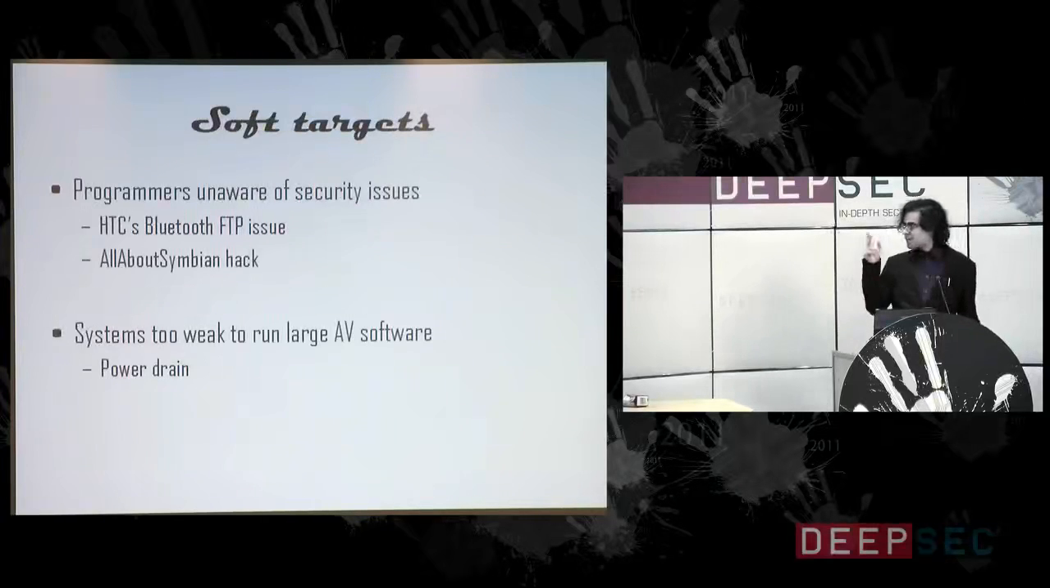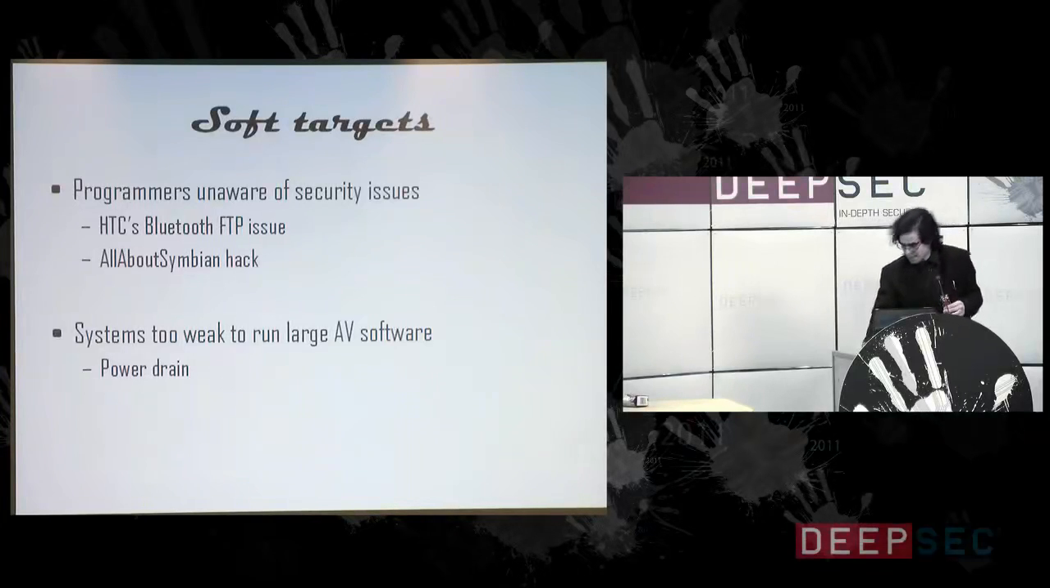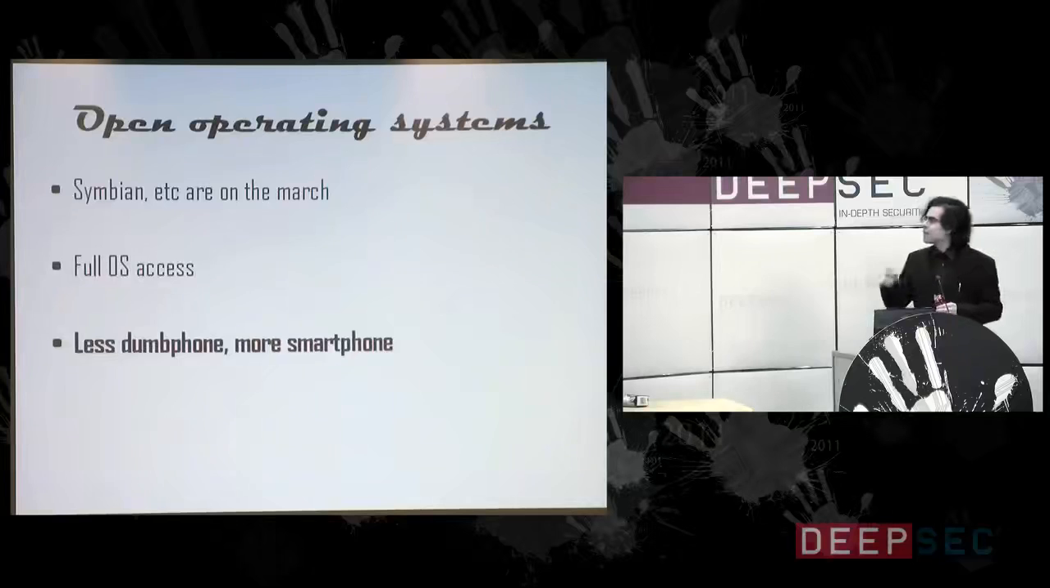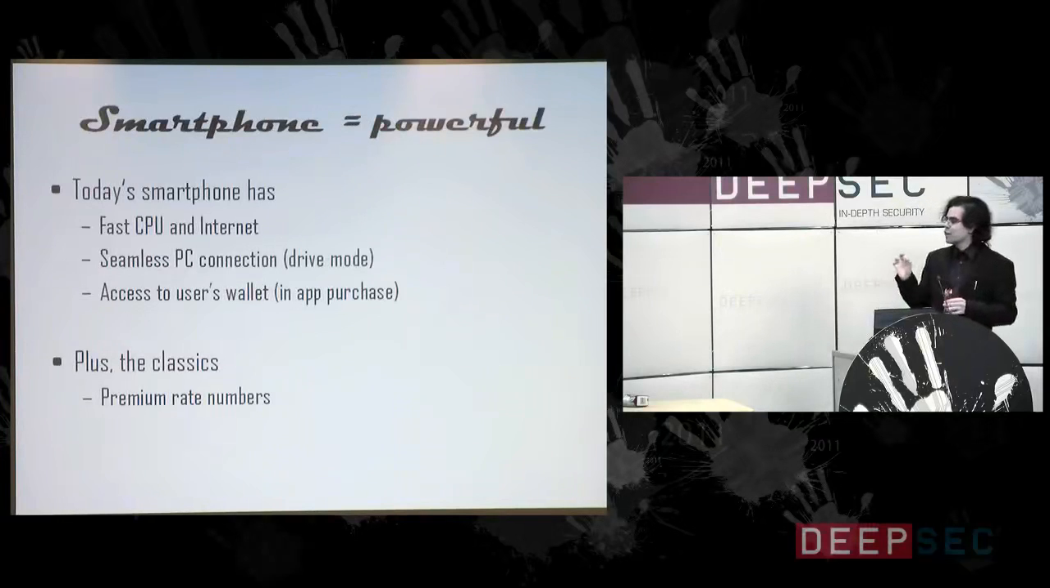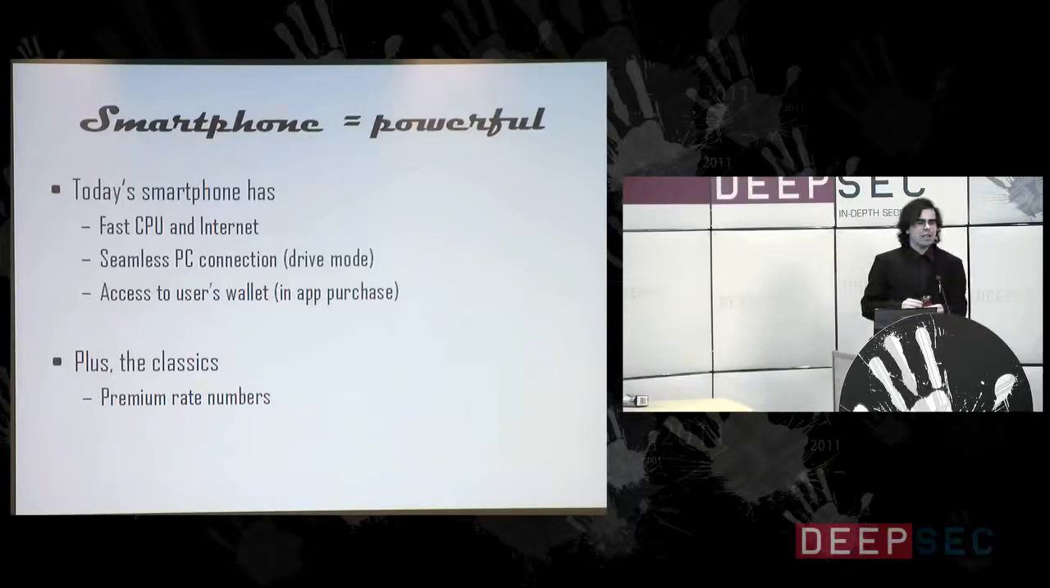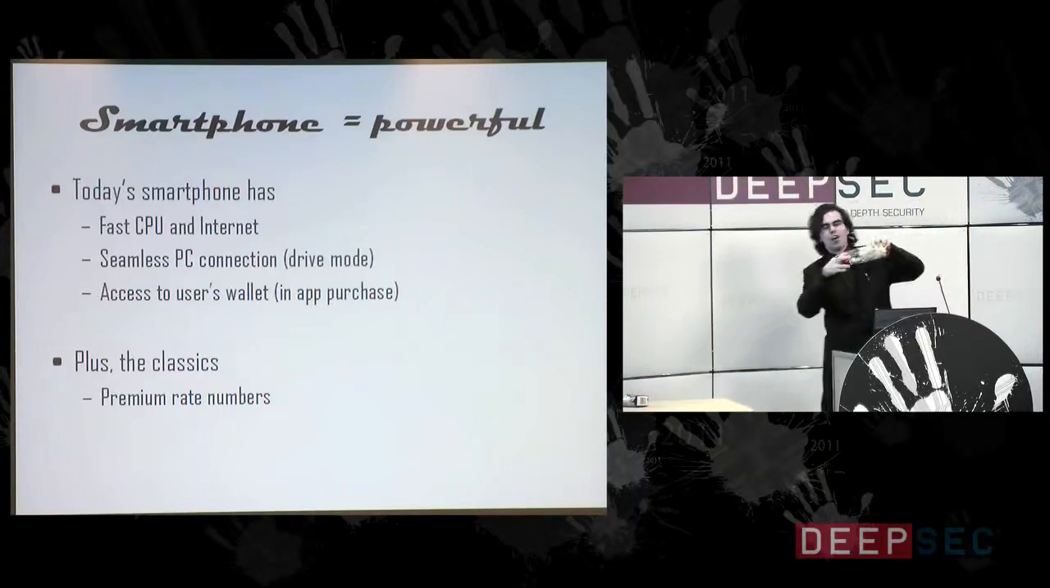As we already said, smartphones are soft targets because the programmers don't know anything about mobile security. If you've been here today in the morning, there was the guy who was speaking on the Windows Phone 7. If you look at what the OEMs have been doing, it's just crazy. And, well, we've got the open operating systems, more smartphones, and finally, smartphones become more attractive as attacking targets for multiple reasons. First of all, you can photograph me, by the way, if you want. I'm all for it.